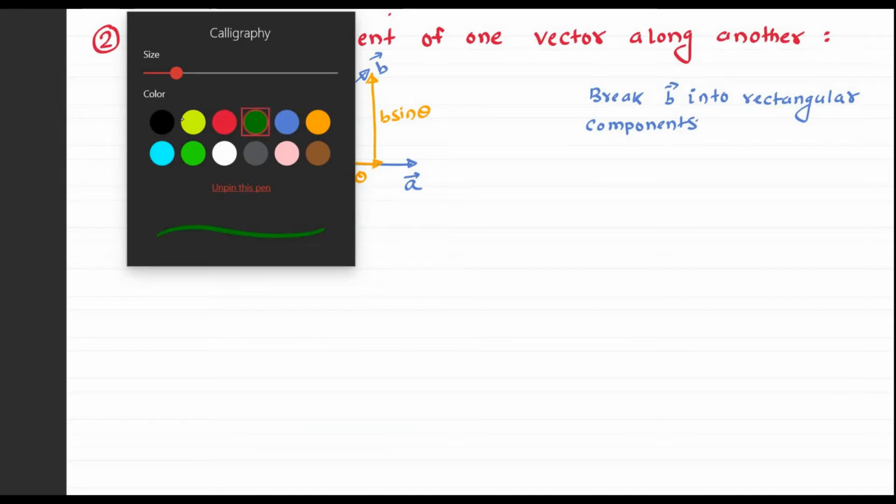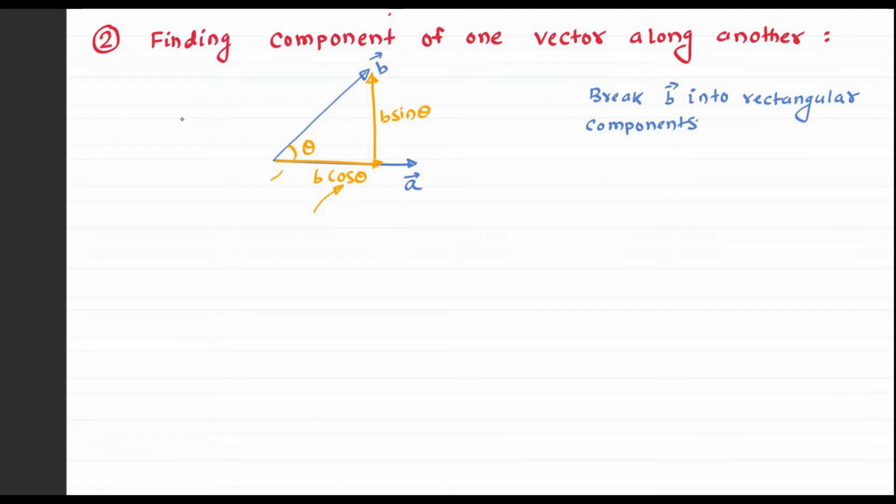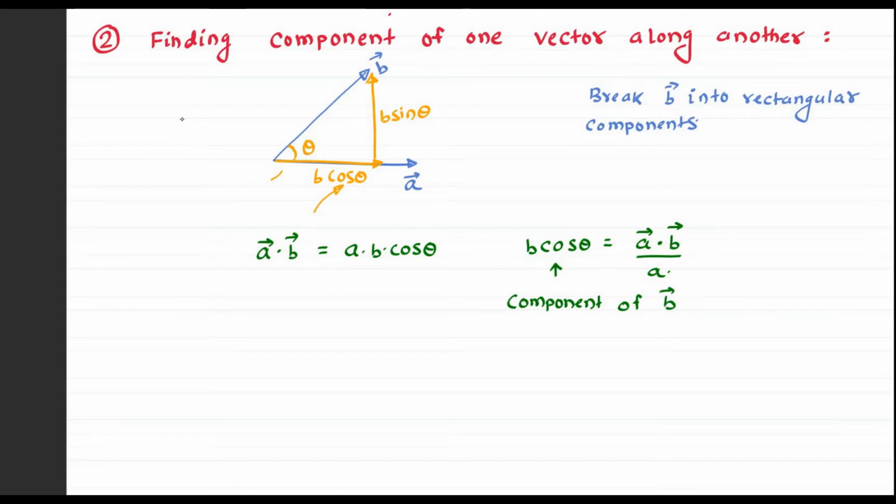So can I say, effectively I want, when I say component of B along A, it is B cos theta. So how can I find this? I know, so I can write B cos theta is, this is component of B along A. Right? So this is a very important formula.